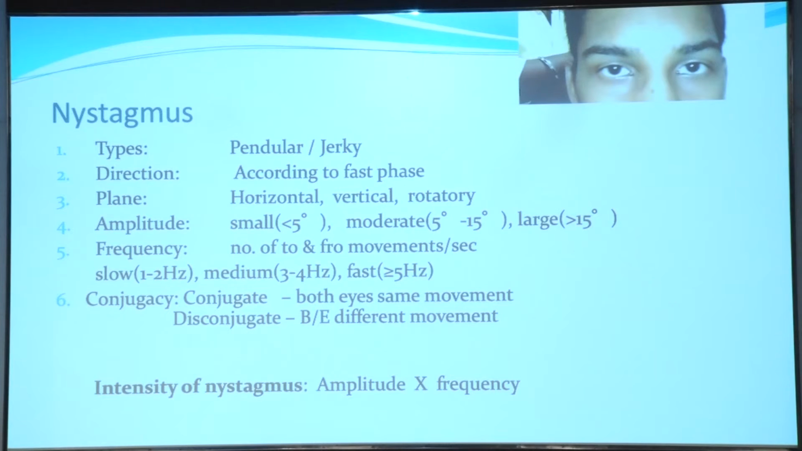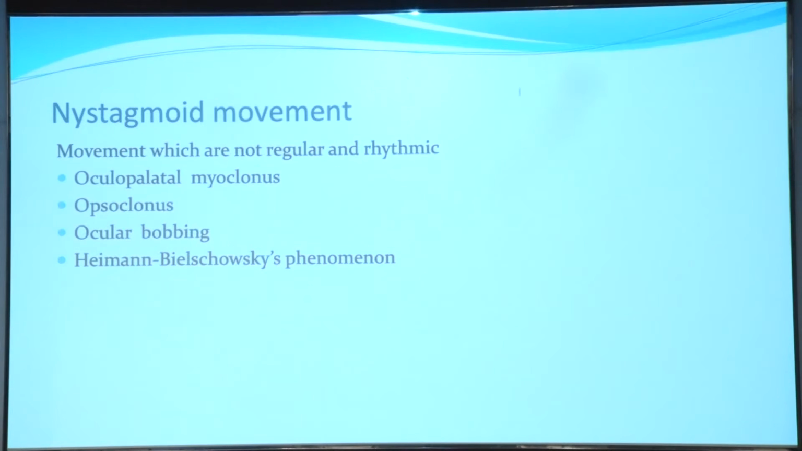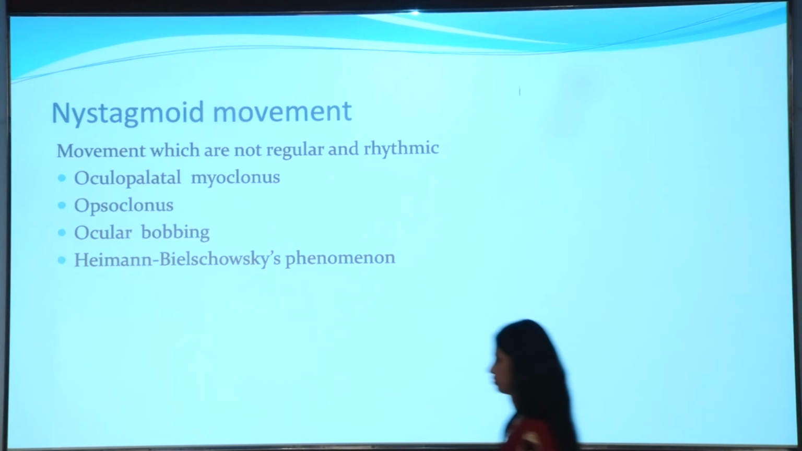It is classified as small, moderate, or large depending on the amplitude, and depending on the frequency, it can be classified as slow, medium, or fast. If the amplitude and frequency are the same in both eyes, it is known as conjugate. If it's different, it is known as disconjugate nystagmus. It has to be differentiated from nystagmoid movements, which are neither regular nor rhythmic. Oculopalatal myoclonus, opsoclonus, ocular bobbing, and Hyman-Bilchowski phenomena are examples of such nystagmoid movements.